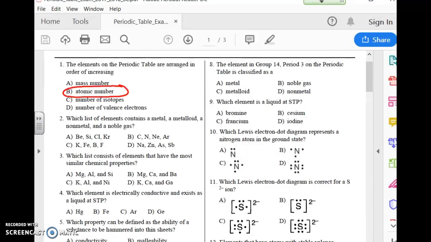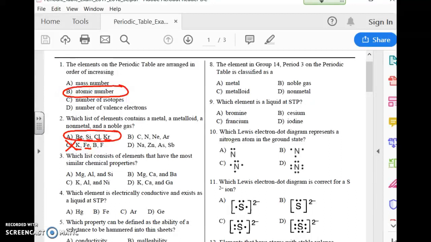Number two, which list of elements contains a metal, metalloid, non-metal, and noble gas? We'll take a look. K is a metal. Metalloid, well, that's a metal, so it can't be C. Metal, we have beryllium is a metal. A metalloid is silicon. Chlorine is a non-metal, and krypton is our noble gas.